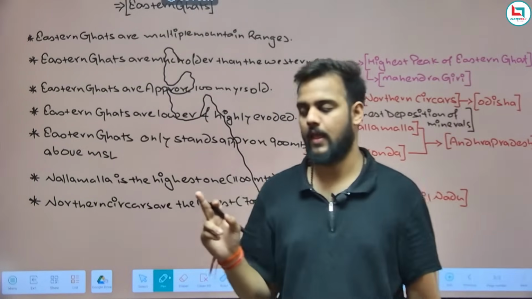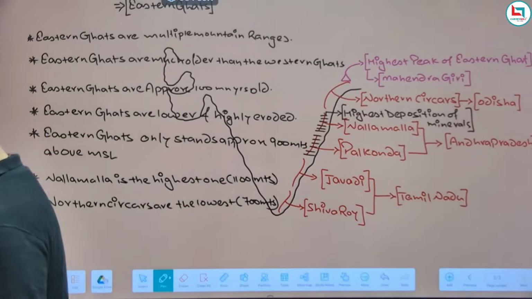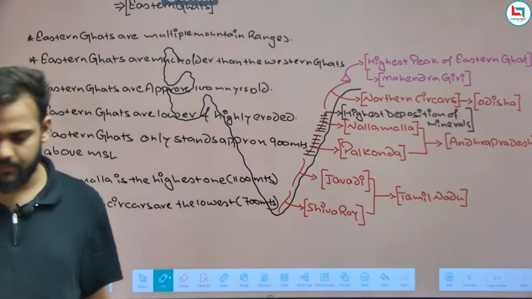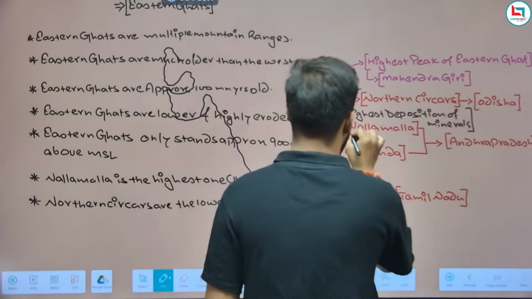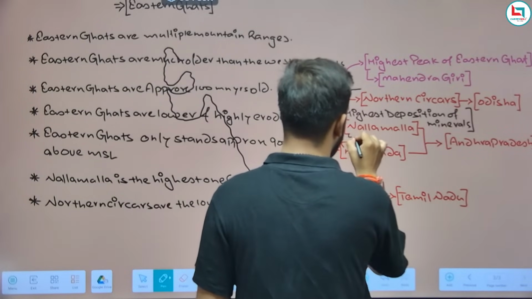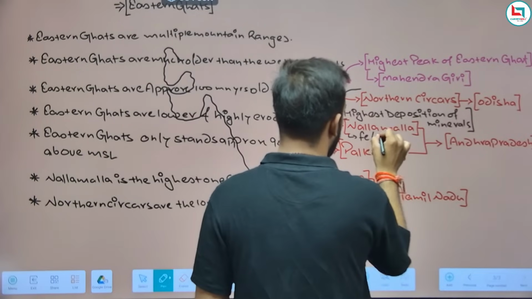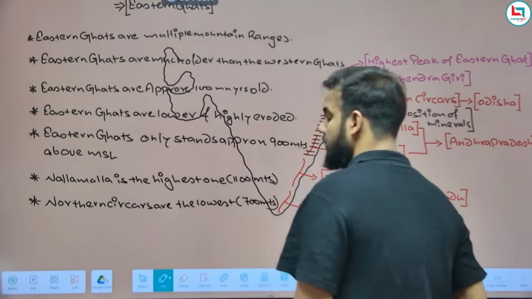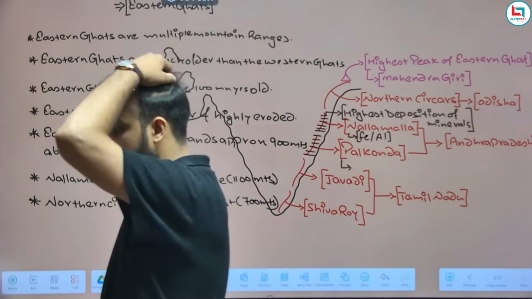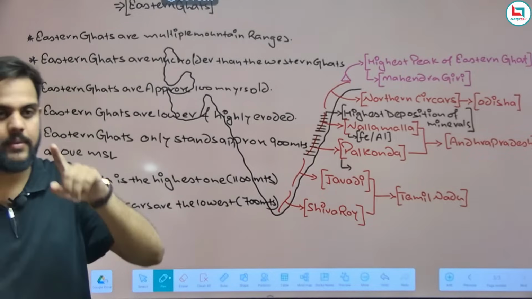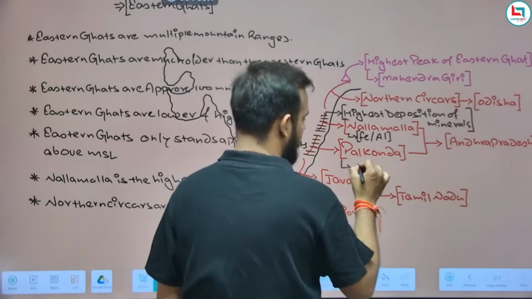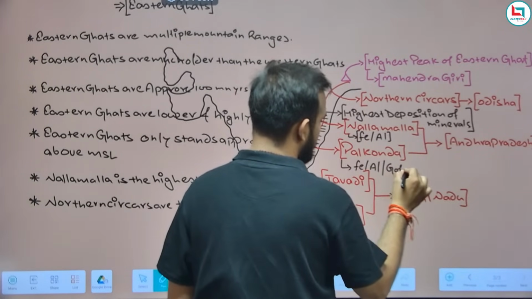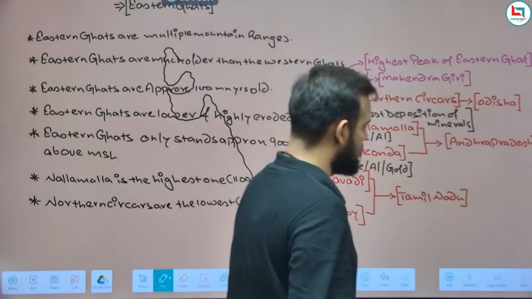After this, when we talk about Nalla Malla, in Nalla Malla we have iron and aluminium deposition. When we talk about the Palakonda, remember guys, in Palakonda we have iron, aluminium and gold deposition. Okay, so these are the minerals.